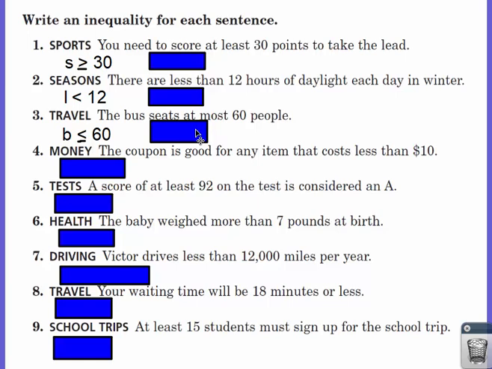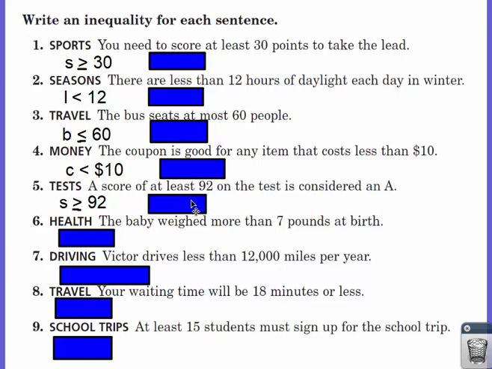Number 4, the coupon is good for any item that costs less than $10. Okay, so it's got to be less than $10 in order for the coupon to work. So that means coupon is less than $10. Okay, so if you had an item that was $10.05, the coupon wouldn't work then. Number 5, a score of at least 92 on the test is considered an A. So that means 92 or better would be an A. So score's got to be greater than or equal to 92.